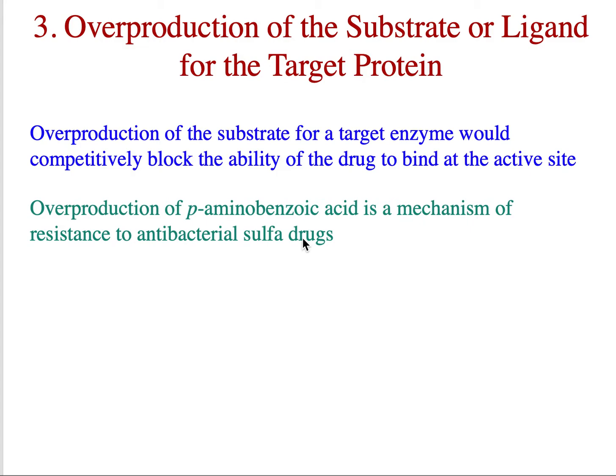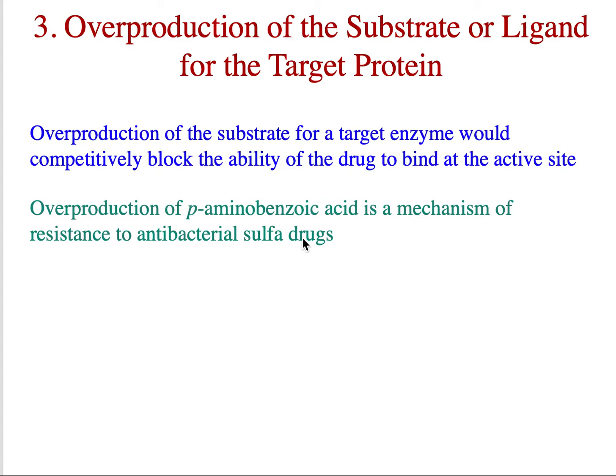And by doing this, you're going to be using, again, Le Chatelier's principle to competitively block the ability of the drug to bind at the active site. You're changing the amount of one of the reactants in the active site equilibrium, because there are two equilibria, remember, for the inhibitors, right? There's enzyme plus substrate, or there's enzyme plus inhibitor. Remember, there's two competing equilibria.